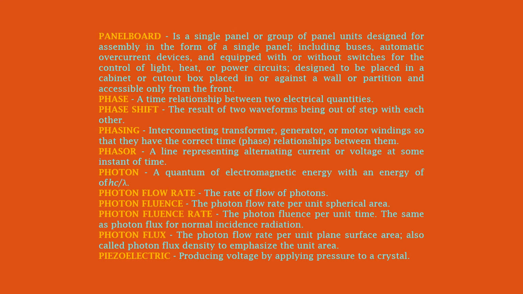Photon flow rate, the rate of flow of photons. Photon fluence, the photon flow rate per unit spherical area. Photon fluence rate, the photon fluence per unit time. The same as photon flux for normal incidence radiation. Photon flux, the photon flow rate per unit plane surface area, also called photon flux density to emphasize the unit area. Piezoelectric, producing voltage by applying pressure to a crystal.